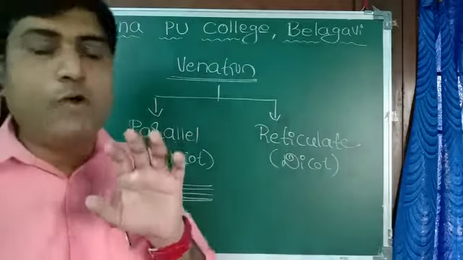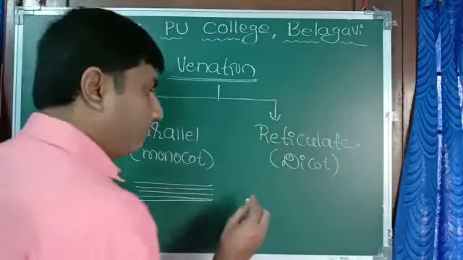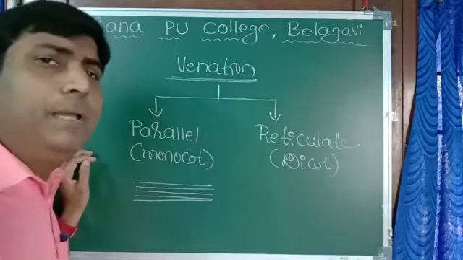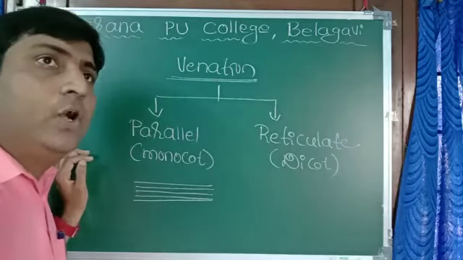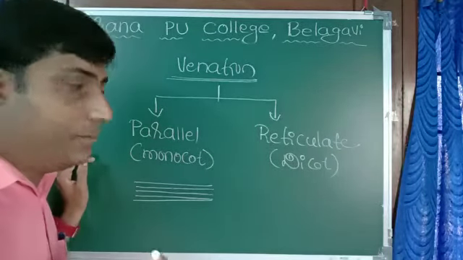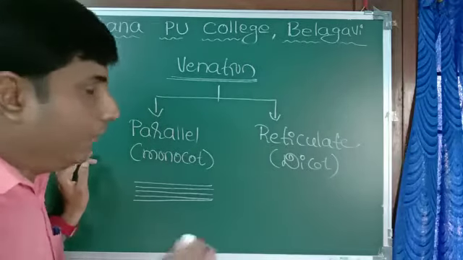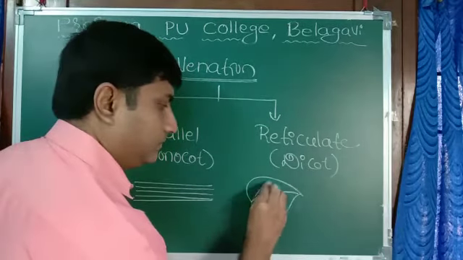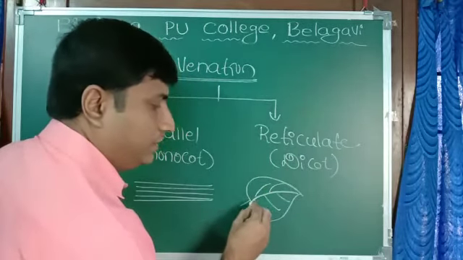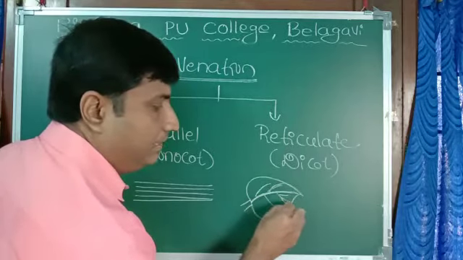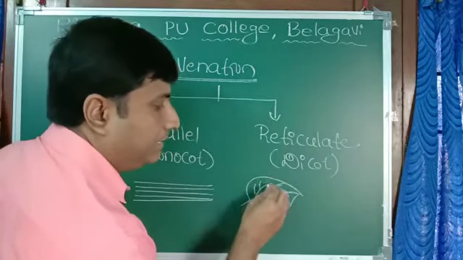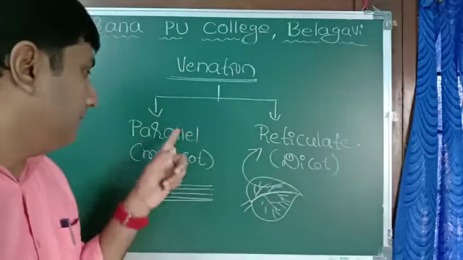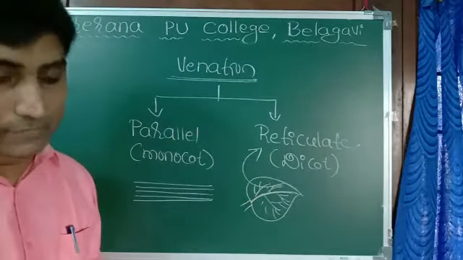Reticulate means formation of a network. Take the example of hibiscus, or peepal tree, banyan tree, mango tree, or any tree which is a dicot. There you will find venation like this. This is the midrib, these are the veins, and veins branch like this. This type of venation is called reticulate venation.